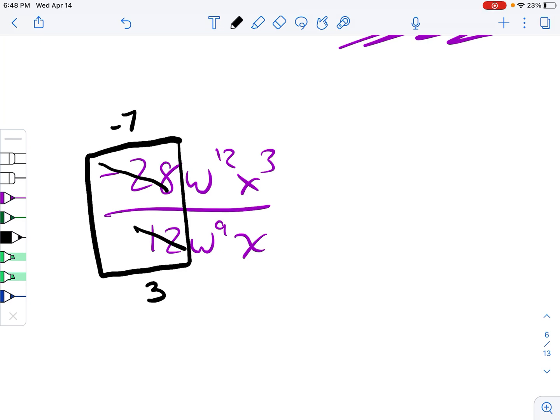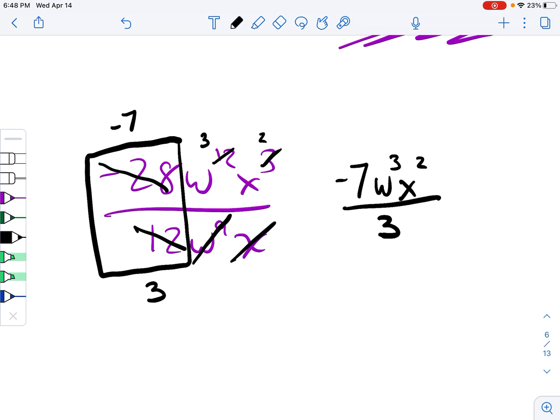W to the 12th over W to the 9th. I'm going to totally cancel my lesser value, or my lesser power, and I'm going to write the difference. 12 minus 9 is 3. X cubed over x, I'm going to cancel out the value with the lesser power, and I'm just going to reduce this one by 1. So I have negative 7w cubed x squared over 3.